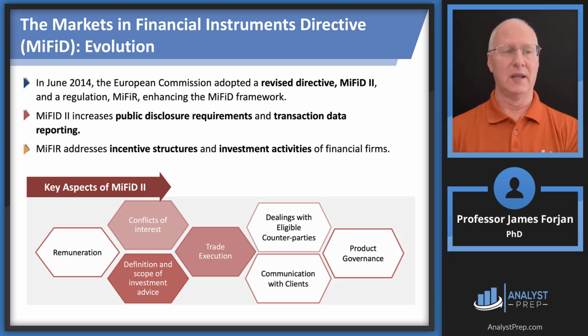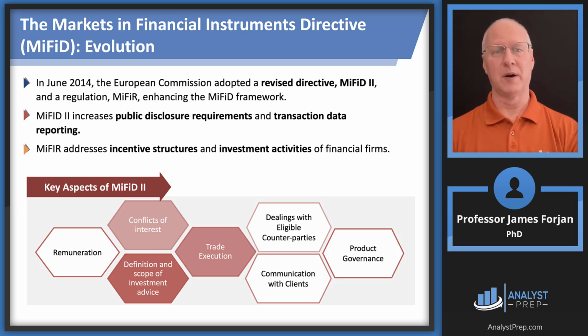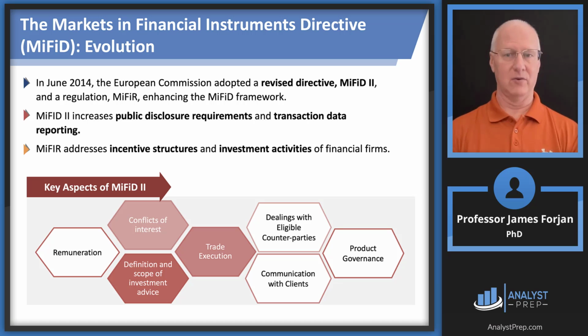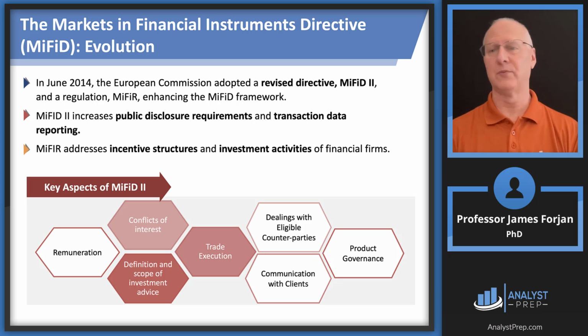So look at that second arrow point. You're not surprised to see this, right? Public disclosure requirements. That's from the issuing entity, and then transaction data reporting. That's from the financial institutions, in which we are responsible for saying, hey, you know what? This is what's going on. Make sure everybody knows what's going on.